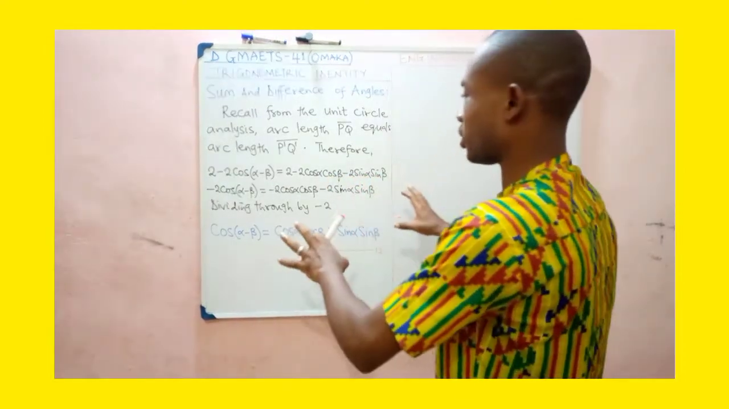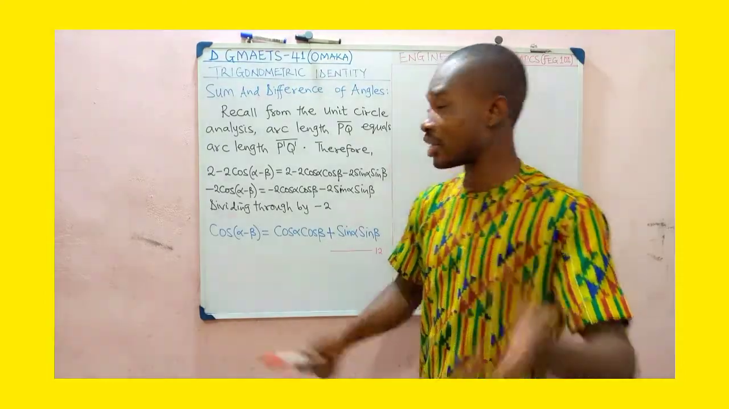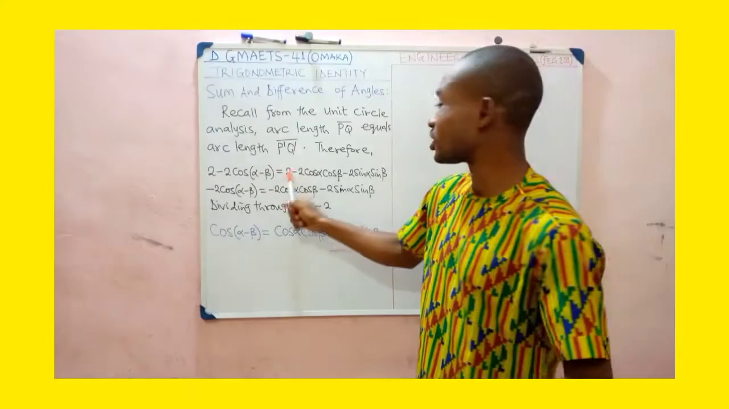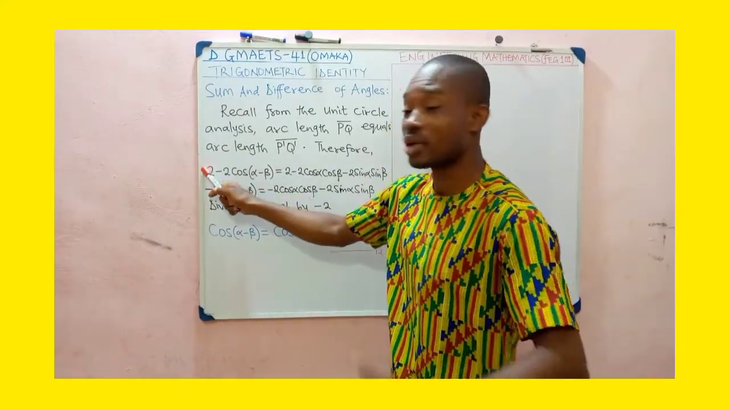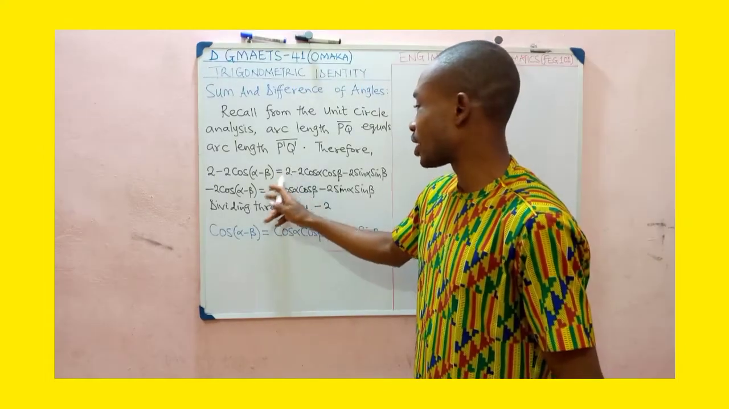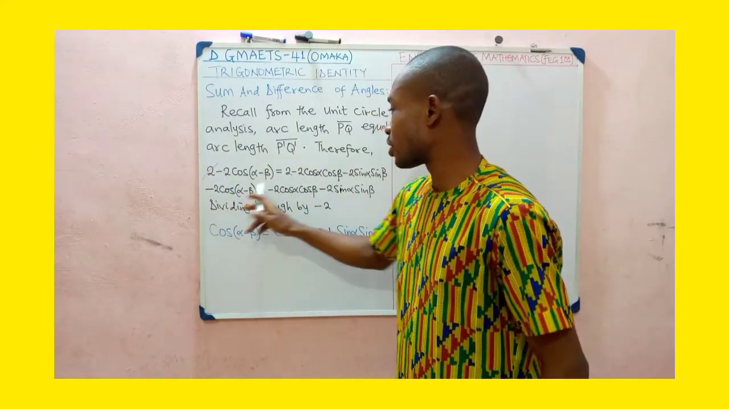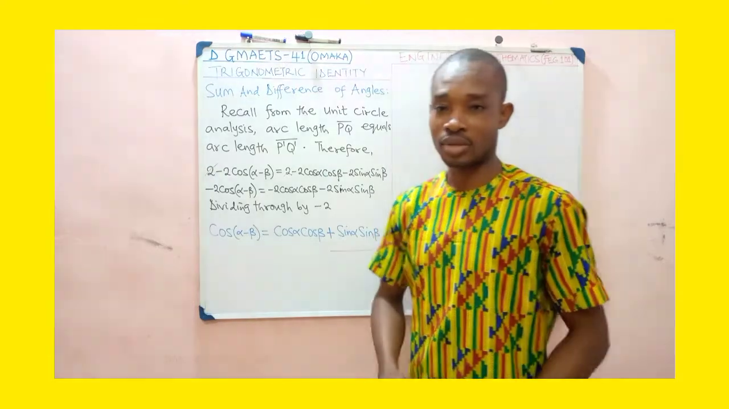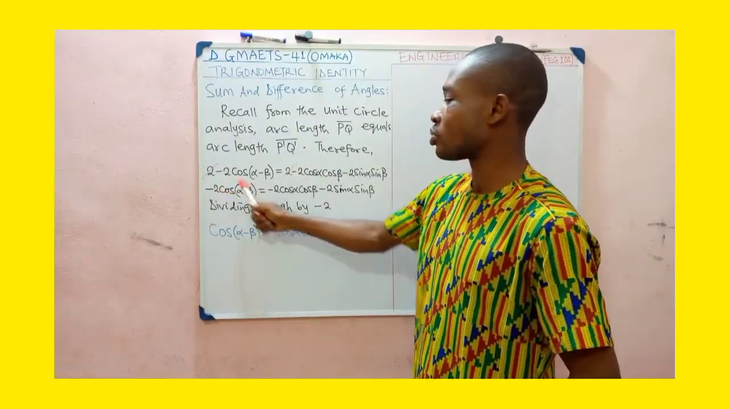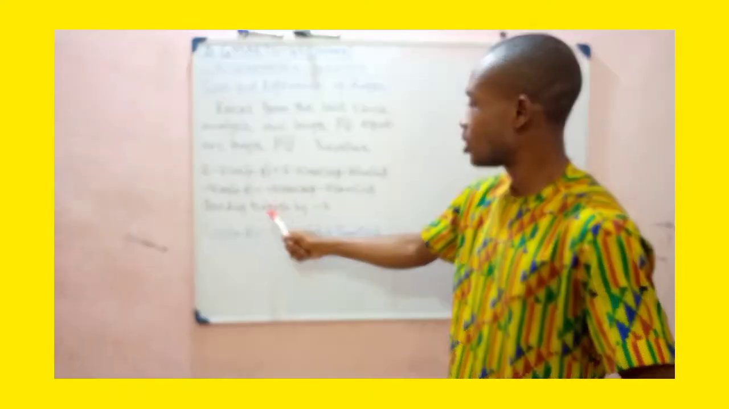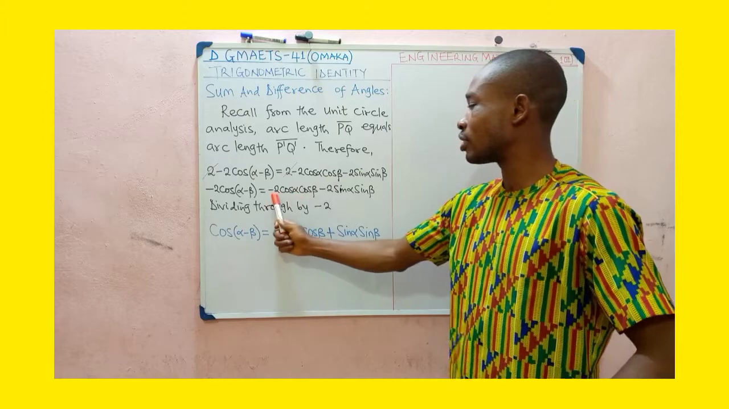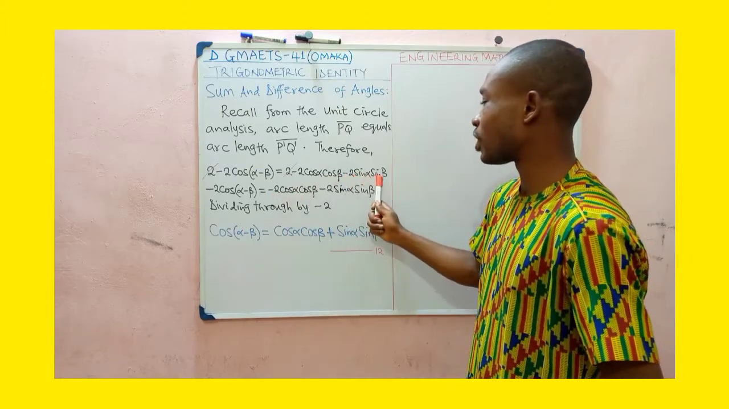So what do we do from here? You will notice that by collecting like terms, these 2 and 2 are like terms, equality is there. So if you move these 2 to the other side, it becomes 2 minus these 2, which means that these 2 are going to cancel out. Is that okay? They are going to cancel out. And if they cancel out, we have minus 2 cos alpha minus beta, which is this term, equal to minus 2 cos alpha cos beta, and then minus 2 sine alpha sine beta.